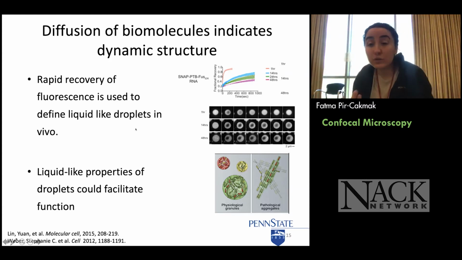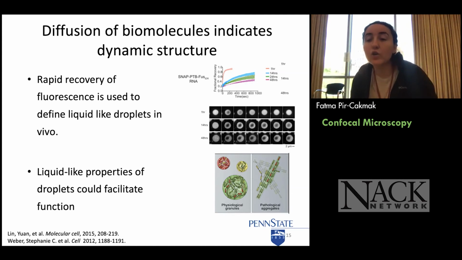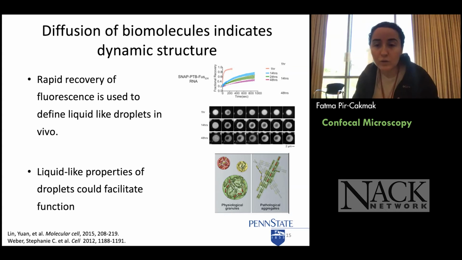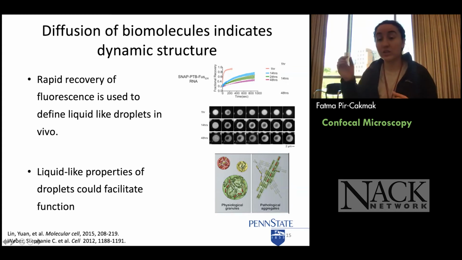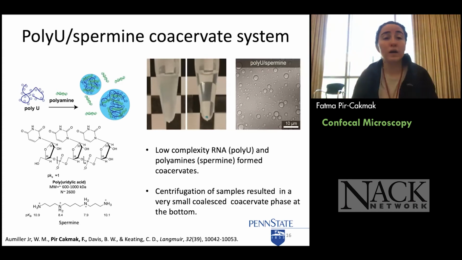So it's important to study the diffusion of biomolecules, because when you have a liquid-like dynamic structure, you will have a faster recovery, but if you have an aggregate, you will have a slower recovery. And you can use this to determine what kind of structures you have at time points by just studying their fluorescence recovery, their dynamic properties. This is the system I have used.